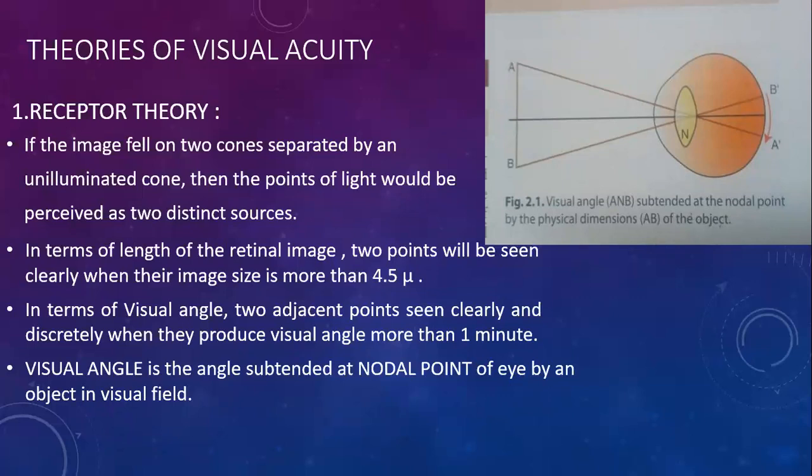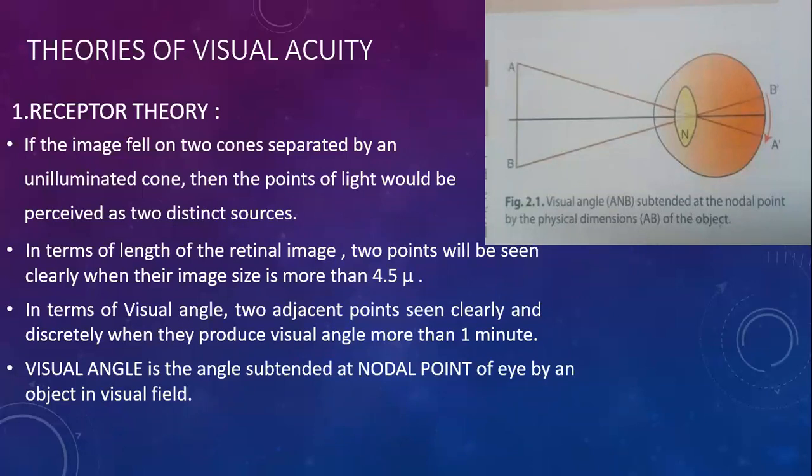In terms of the length of the retinal image, two points will be seen clearly when the image size is more than 4.5 micron. So the two distinct points can be seen only when the size is more than 4.5 micron in the retina. Then you can see, otherwise you cannot see this.